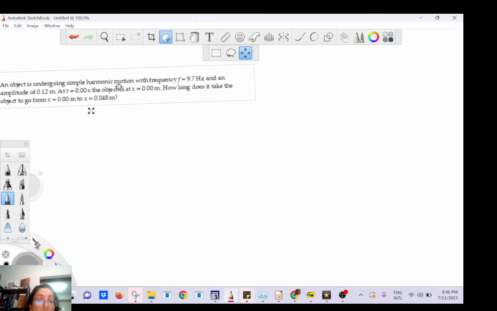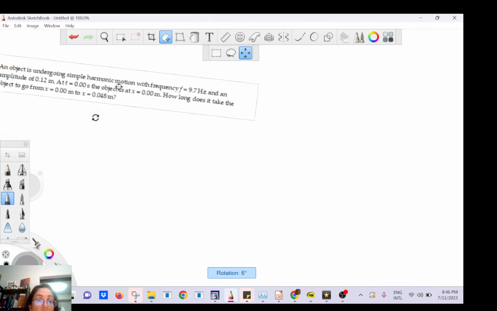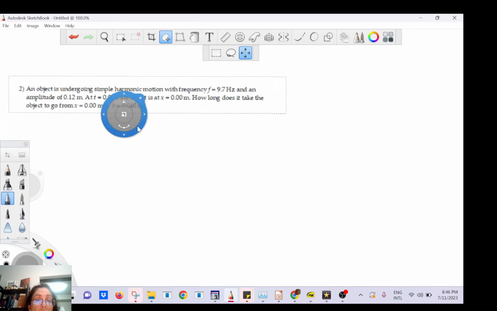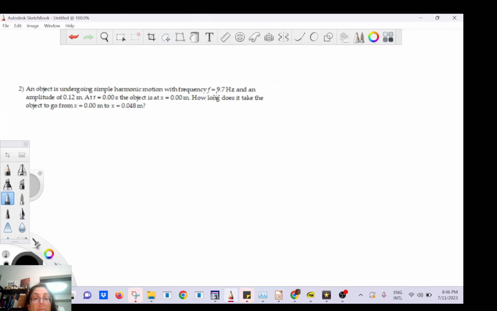How to move this one? No, I want just to move it here. So here we have the frequency and we have the amplitude.